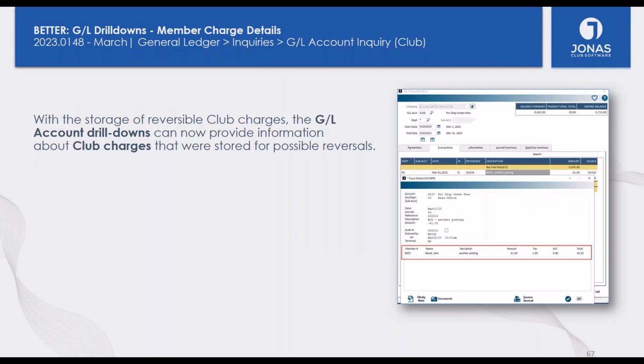Next, we have an update to the general ledger drill downs on the member charge details. With the addition of the reversing of charges option, we can now provide GL account drill downs for specific club charges. You can see in the picture on the right-hand side, it's displaying the member's information on the posting related to the charge on my general ledger account inquiry.